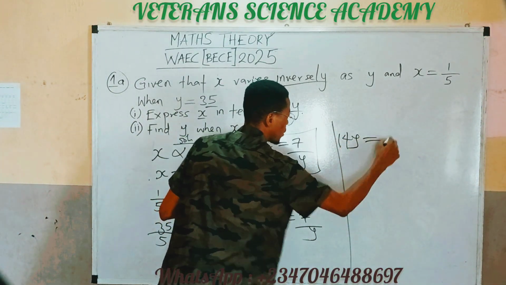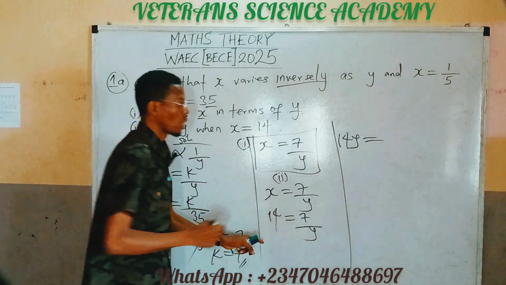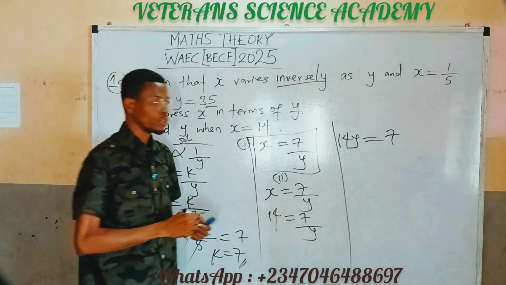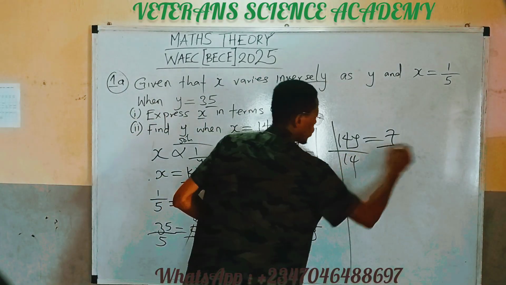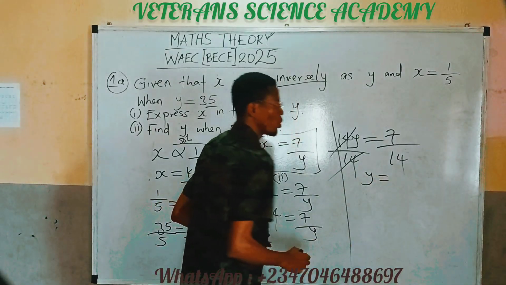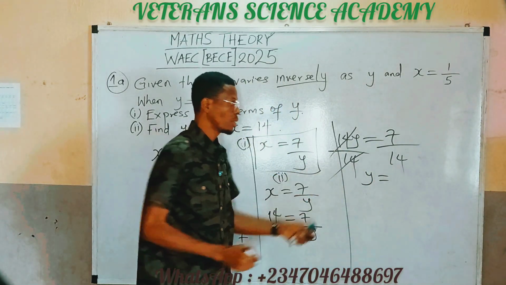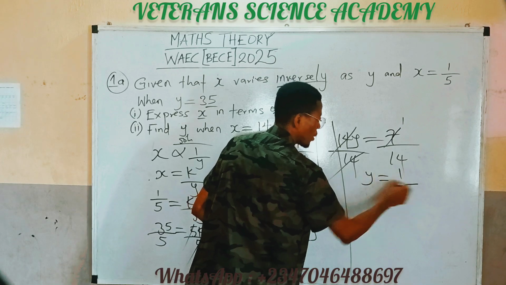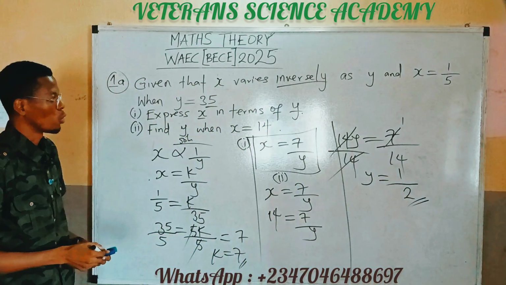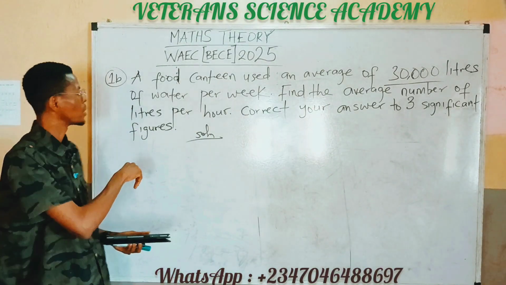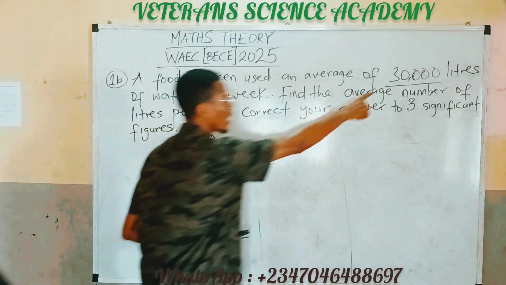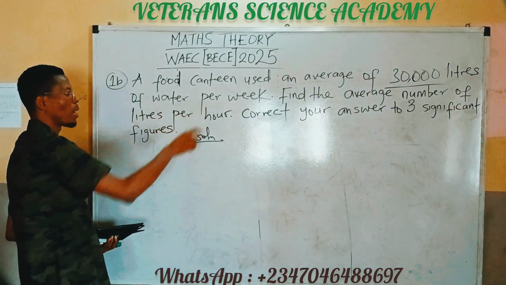Then we have 14y equal to 7. So we divide both sides by the coefficient of y, which is 14. 14 cancels 14, and we have y equal to 7 over 14. We can break this down: 7 goes into 7 once, and 7 goes into 14 twice. So we have y to be 1/2.